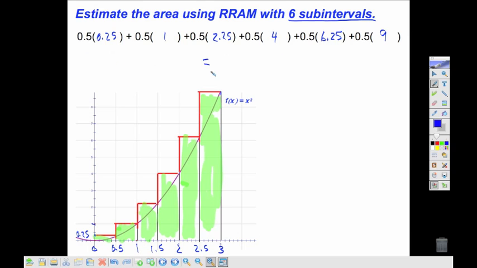So adding all of these together, working that out, again we're using 0.5 as our interval now because I have 6 intervals going from 0 to 3. And so dividing 3 over 6, each one of these intervals has a width of 1/2. And so adding those together, we get 11.375. Again, this is an overestimate because all my rectangles are going outside of this curve.